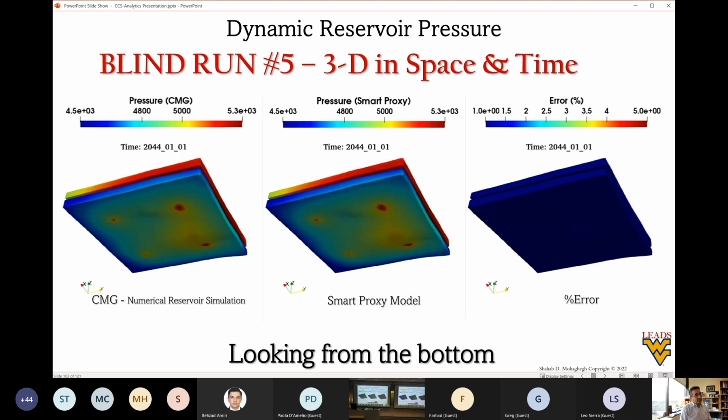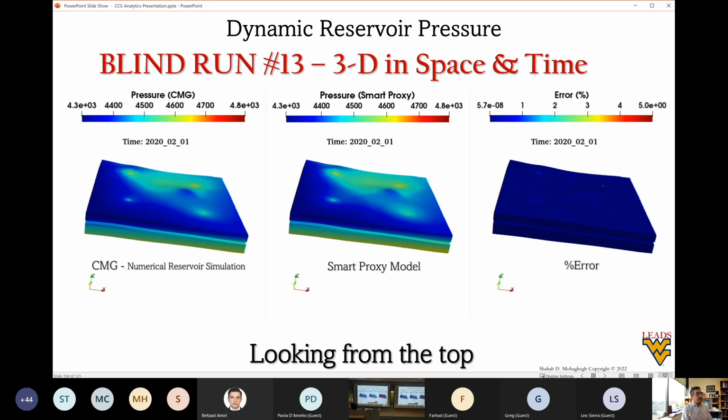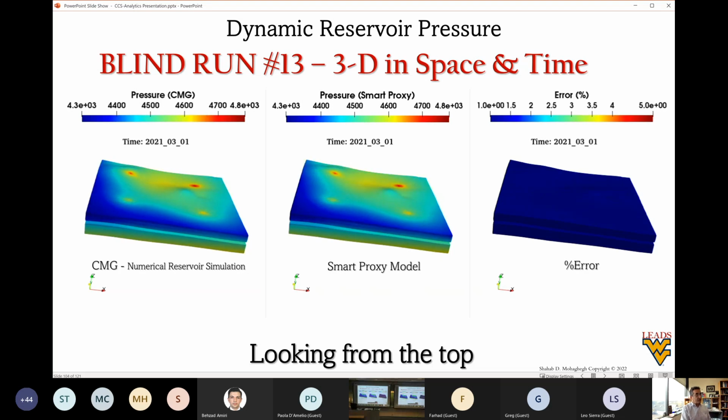Some people take pictures and do convolutional neural networks. We don't do that. For every single cell, we build that. We literally do an engineering application, not a picture application. This is run number 13, pressure from top, looking at it.